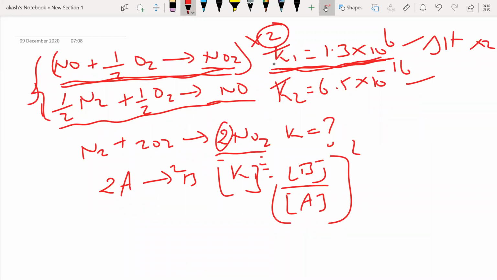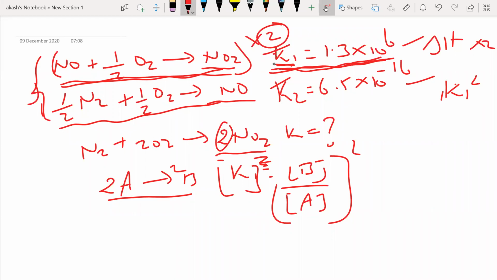So what do you see? Whenever you multiply a reaction by a factor, whichever factor you multiply by has to go to the power of the equilibrium constant. Please remember this. So whenever you multiply throughout by a factor, it has to go to the power. That is, it is going to become K squared. For the unmultiplied reaction, if it is K, for the multiplied reaction it is going to be K power N, if N is the factor by which you multiply. In this case, N is 2. So for this reaction, since you have multiplied, it would have become K1 squared.